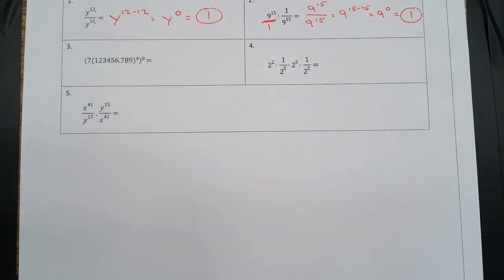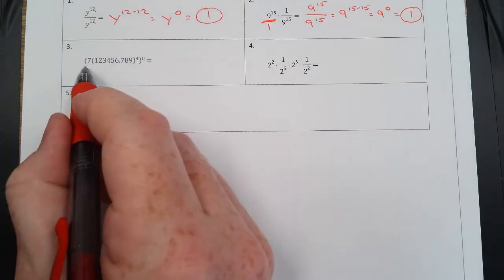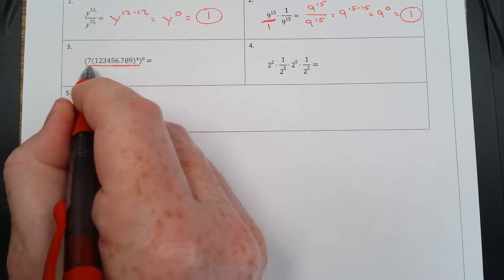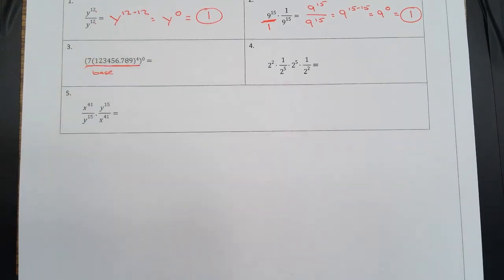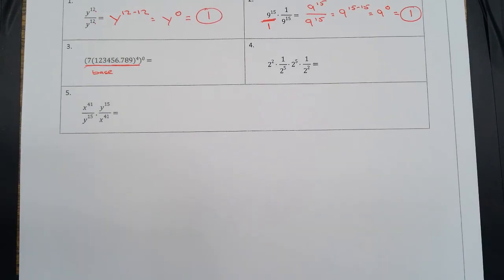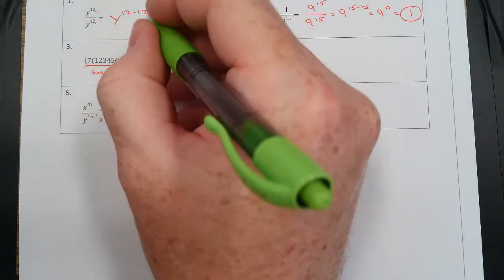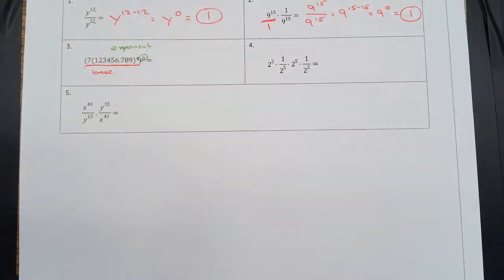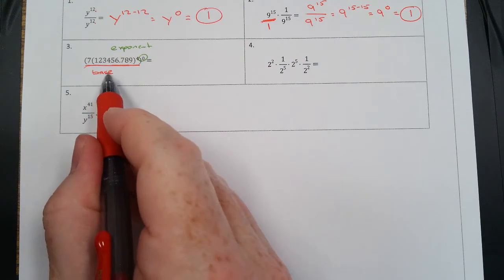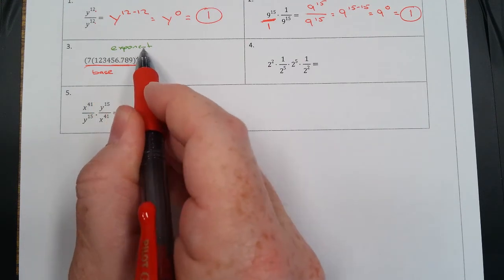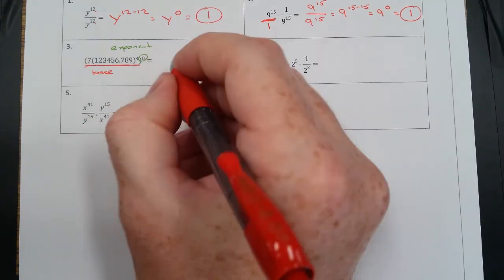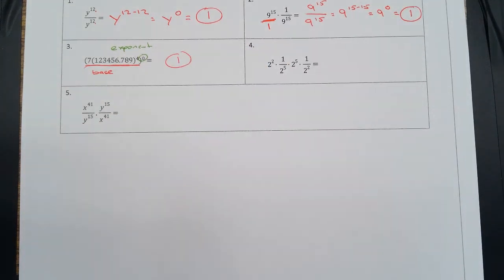Number 3 looks super confusing, except it's much simpler than it looks, because if you look at this, all of this stuff is inside parentheses. So all of this that I'm underlining right now, that is just a base. Yes, it is a big base. It is a complicated base, but it is still a base. This 0 right here is the exponent. So I have a base to the 0 exponent. And we know anything, even if it's super complicated, to the 0 is always 1. Kind of a trick question.